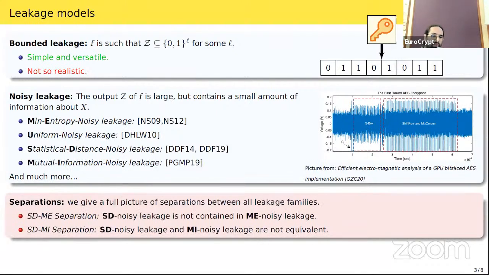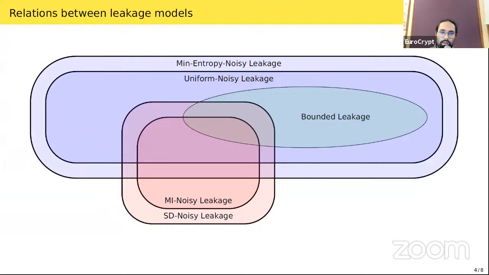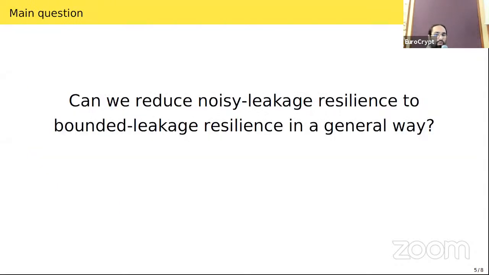In this setting, our first result is that we prove all the missing separations between all these models. So in particular, even if some of these models look similar, we prove that they are not equivalent. So here we show the general picture so far. And motivated by this situation, we pose ourselves the following question: can we reduce noisy leakage resilience, which is actually more realistic, to bounded leakage resilience, which is easier to obtain, in a general way so that we can obtain the best of both worlds? And in our work, we give a positive answer to this question.